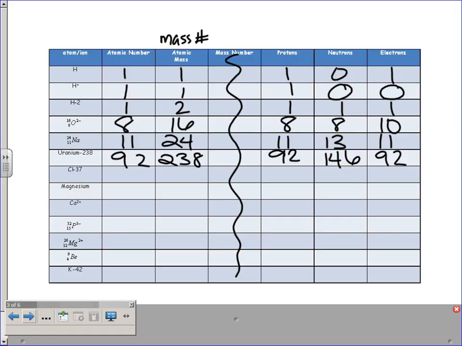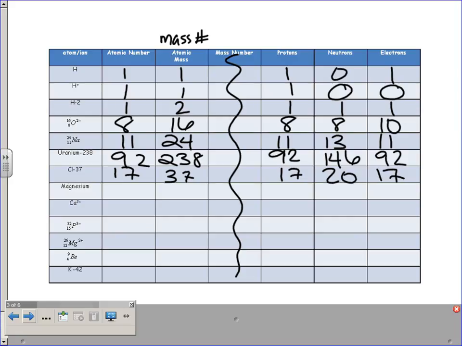Chlorine-37. 37 is the mass number. I go to my periodic table to get the atomic number for chlorine, 17. While you're there, note the atomic mass of chlorine. This is an isotope of chlorine, meaning it's going to have an abnormal number of neutrons. It is neutral, so both protons and electrons will be equal to the atomic number. Neutrons will be equal to 37 minus 17, 20.